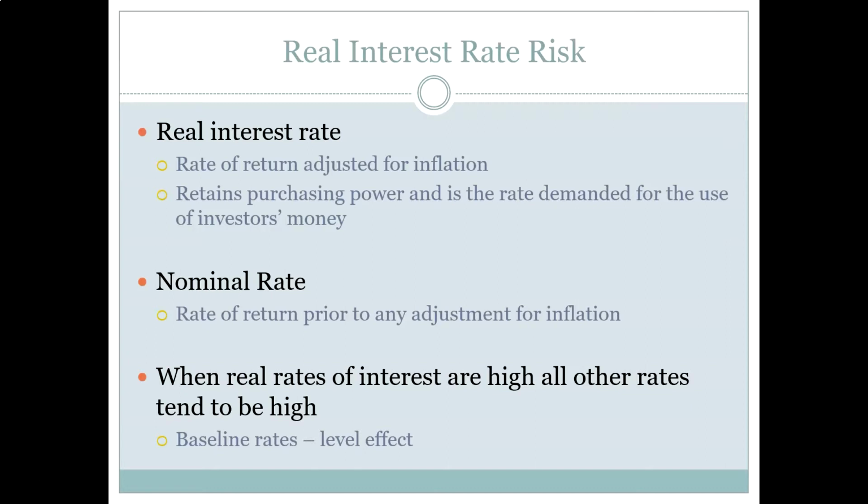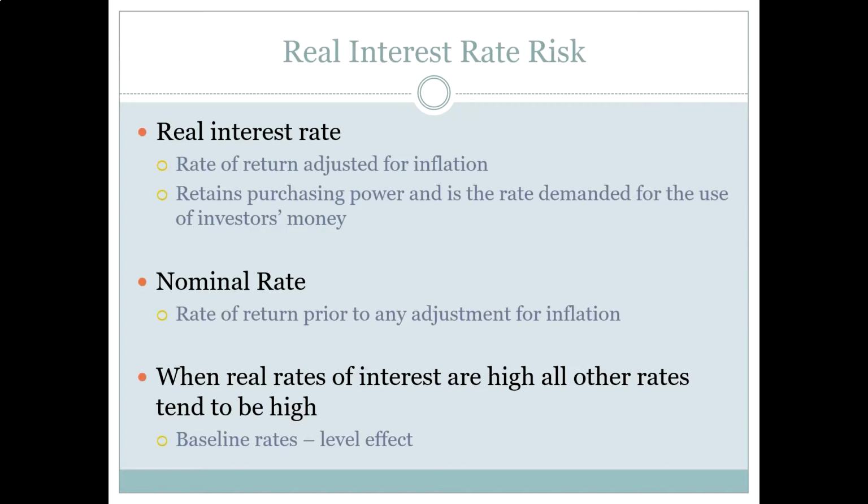The nominal rate, right? So the real rate is adjusted for inflation. The nominal rate is just the actual rate that is charged. So it is prior to removing the effect of inflation. The nominal rate is the rate that you would see on the contract, okay?